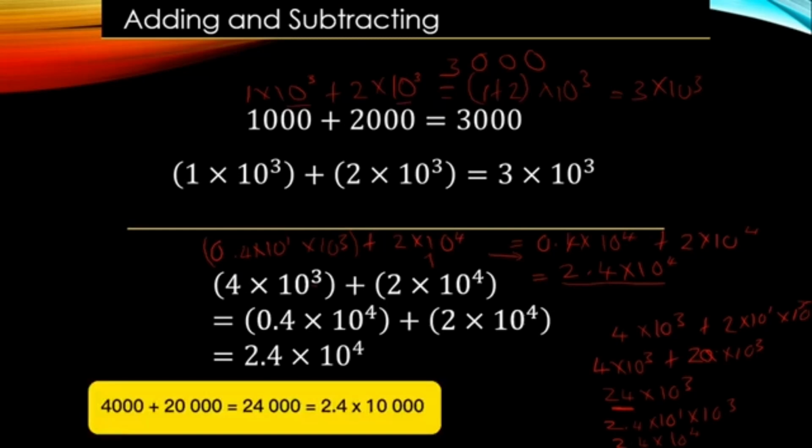There is also another method of adding numbers in standard form. You can convert them to the ordinary form first and then add the numbers. When you get the answer, then reconvert back to standard form. For example, here 1 times 10 to the power 3, you can convert it to 1,000.